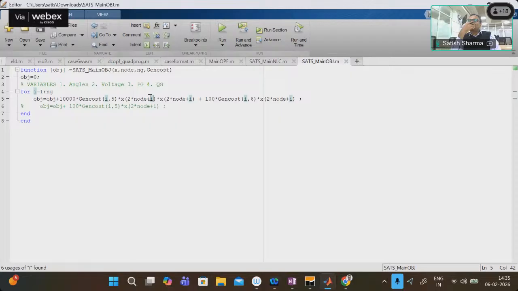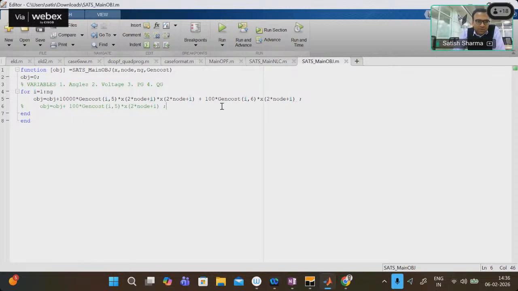So let's say a 5 bus system. So 5 voltages, 5 angles, and the power generation will be at the 11th position. So this is what I have placed here, 2 into nodes plus 1. Okay, then the same value. So this is P square, and similarly here you can see it's B and P.